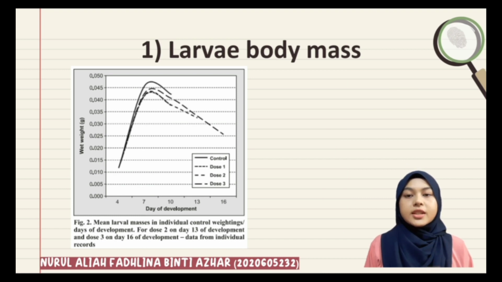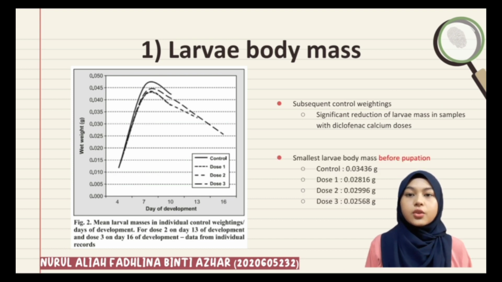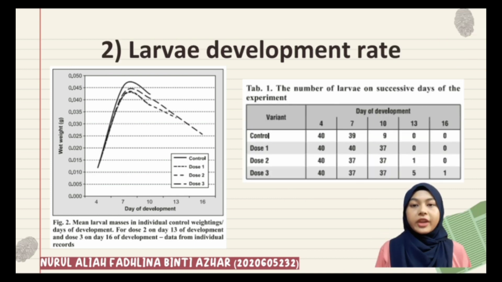Figure 2 shows a significant reduction of larvae mass in samples with diclofenac calcium doses during subsequent control weightings. The smallest larvae body mass before pupation in the control sample is greater than those with doses of diclofenac calcium, especially in those 3. Larvae development rate can be seen in Figure 2 and Table 1.